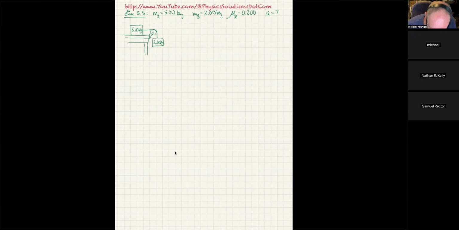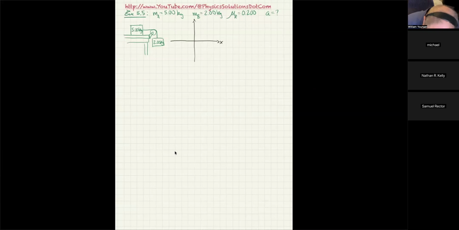And when I do that, I'm going to tell you something else about why they said as box B moves down, box A moves to the right. So first off, I'm going to start with my free body diagram for the 5 kilogram mass. And what I'm going to do is treat the direction that I expect it's going to move, to the right, in other words, as the positive x-axis.